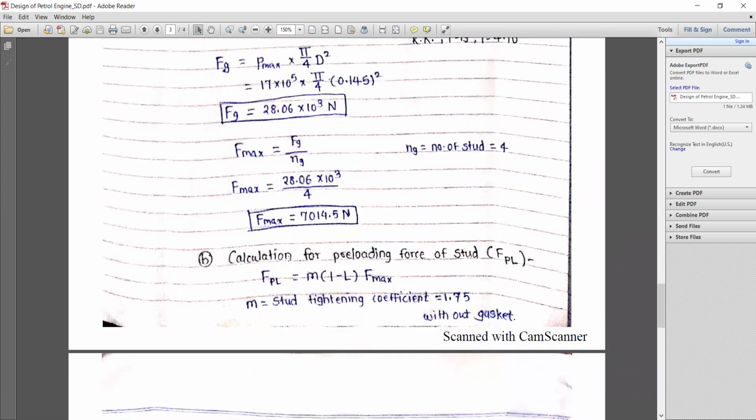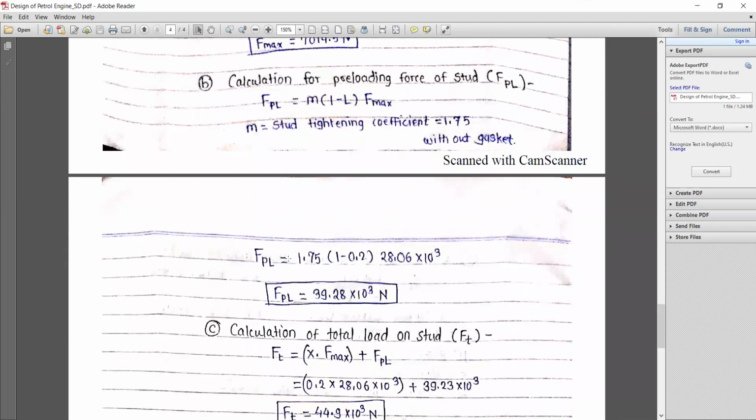So F max is equal to Fg divided by Ng, where Ng is the number of studs. We are using 4 studs. So the maximum gas force applied on each stud, that is F max, is 7014.5 Newton. Now calculating the pre-loading force in the stud, that is FPL. So FPL is equal to M into (1 minus L) into F max.